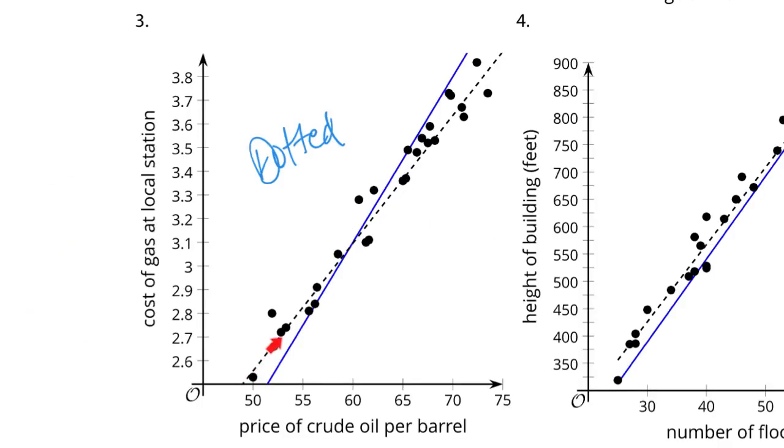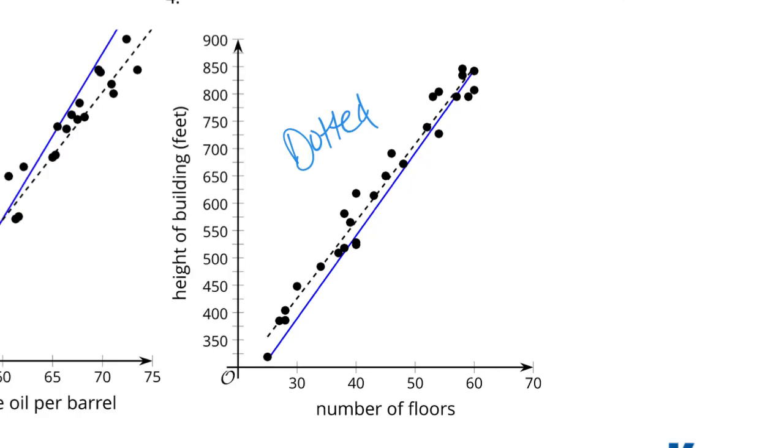In graph 3, the dotted line is a better line of best fit. The blue line does cut the data in half, but the dotted line is going through the middle of the data better and showing the trend. In number 4, the dotted line is the better line of best fit here. It's going through the middle of the data and showing the trend the best.